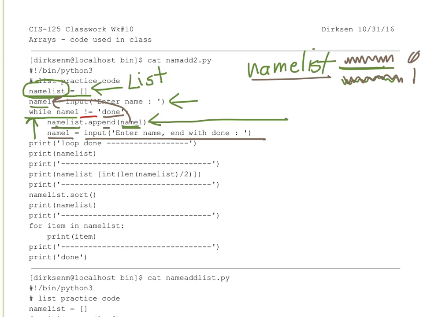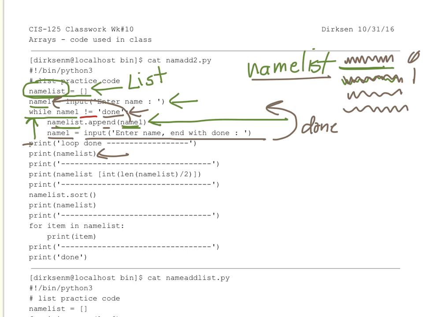So this loop can go forever until we type in the word done. So we keep adding names to the list, and then once we put in done, it goes down here, to the print statement. Print loop is done. This literally prints out the list.